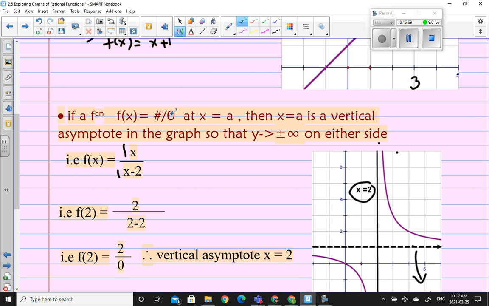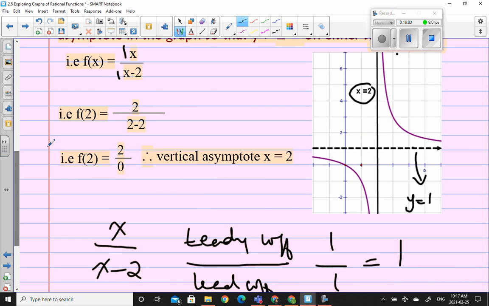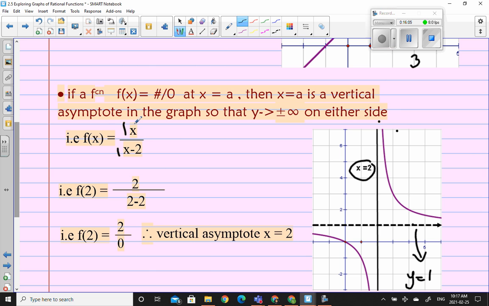If for a function at a certain value a, the function works out to a number divided by 0, then x equals a is a vertical asymptote. And these are examples of functions that have vertical asymptotes. So here, if you put x equals 2, the function works out to 2 over 0, so you have a vertical asymptote at x equals 2. And that is this graph that I have graphed here, which is the function x divided by x minus 2.